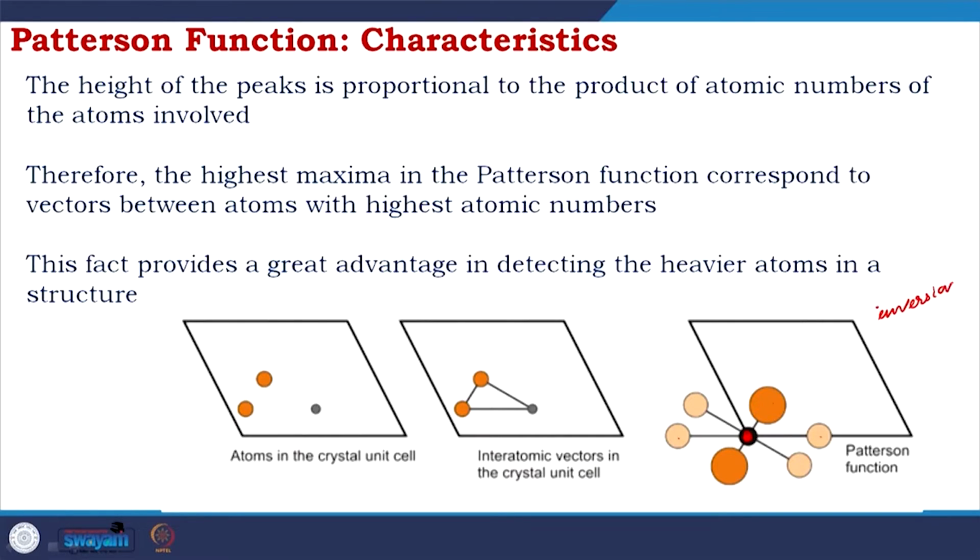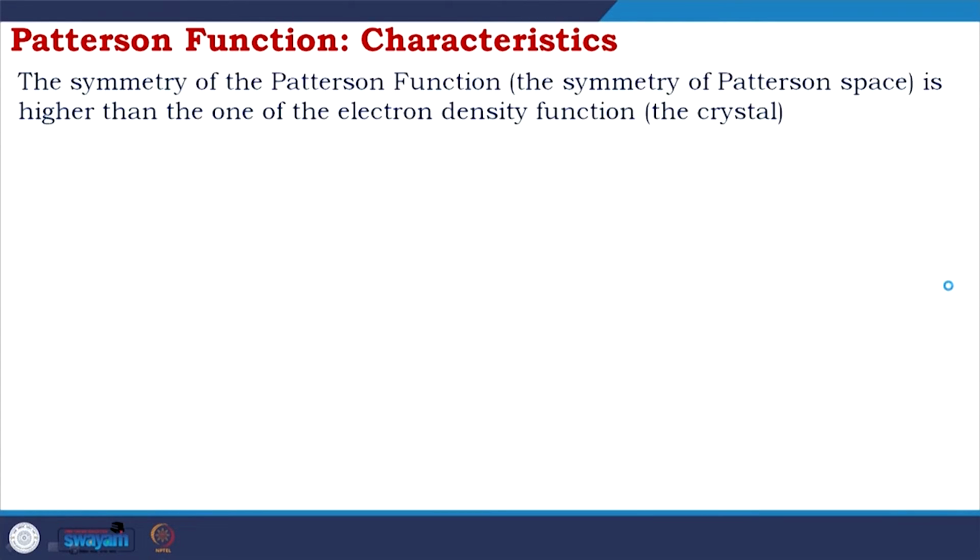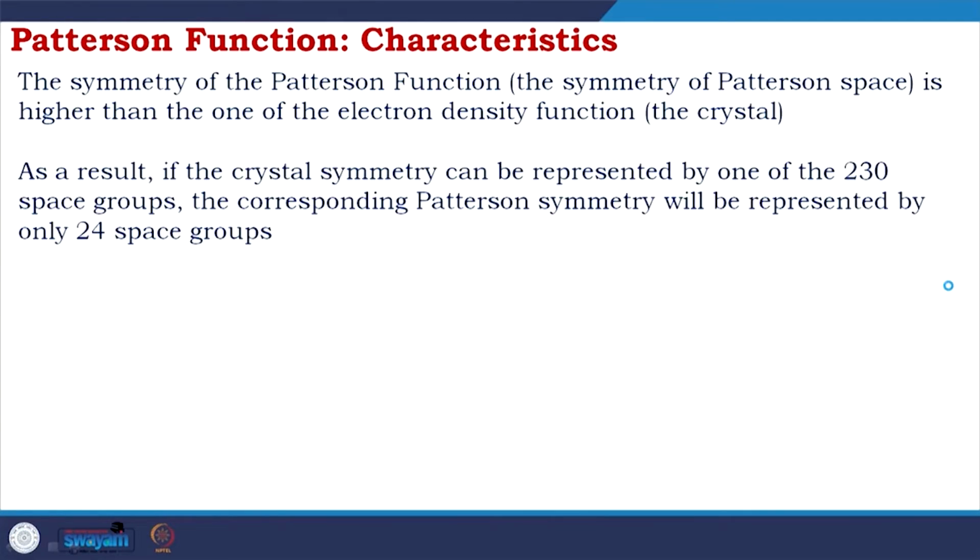We get an inversion center, or center of inversion, I, and it is very important when we are talking about symmetry. The symmetry of the Patterson function, or the symmetry of the Patterson space, is higher than that of the electron density function, the crystal. As a result, if the crystal symmetry can be represented by one of the 230 space groups, which you already know, the corresponding Patterson symmetry will be represented by only 24 space groups.